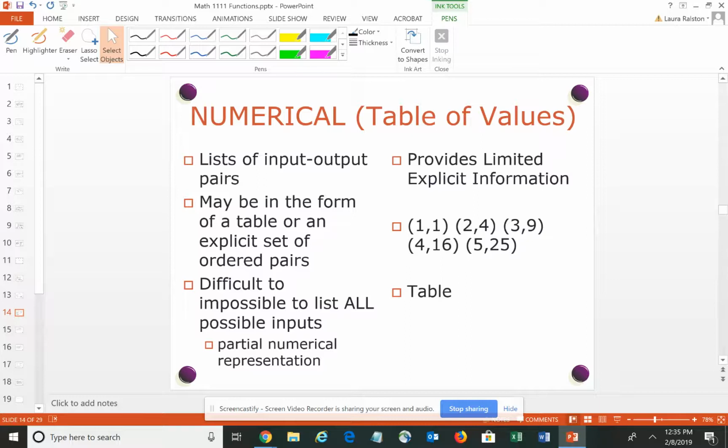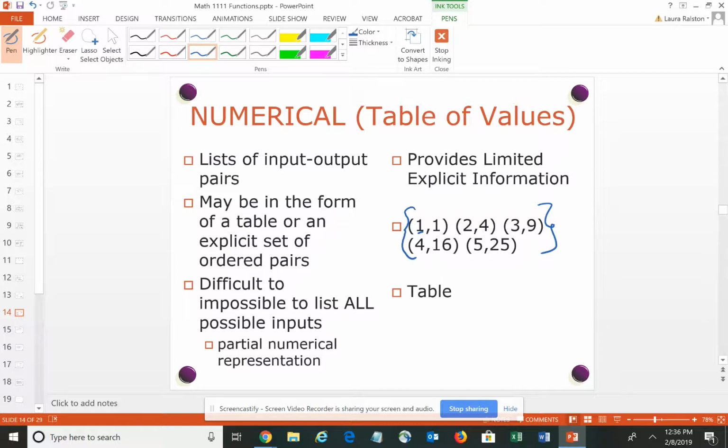The second representation is numerical, which is a fancy way to say a table of values. And it provides you a list of input and output pairs. You can write it as a list of ordered pairs, such as you see right here. The input is 1, the square of 1 is 1. Input is 2, square of 2 is 4. Input is 3, square of 3 is 9, and so forth.